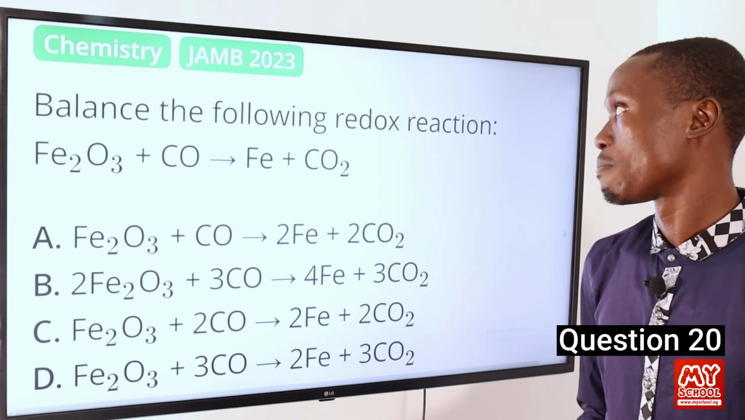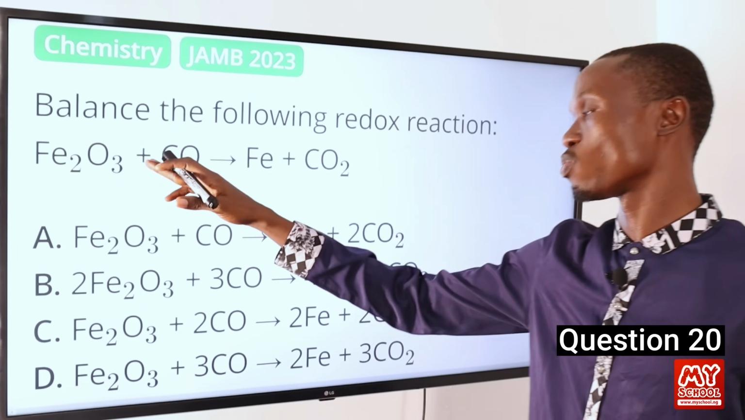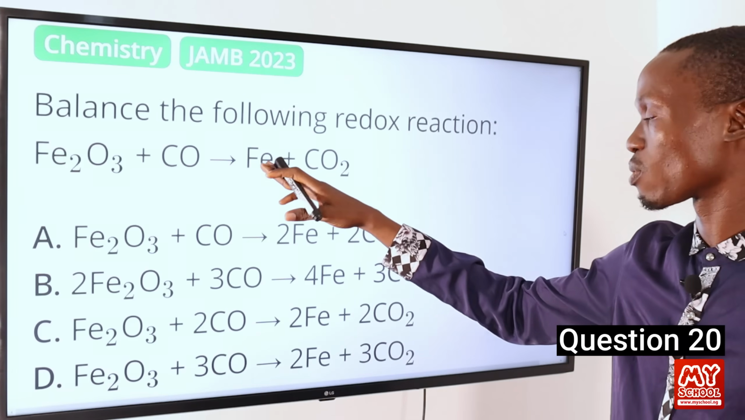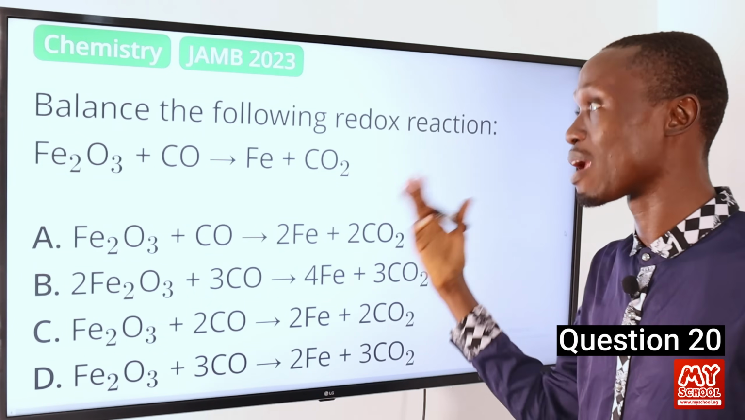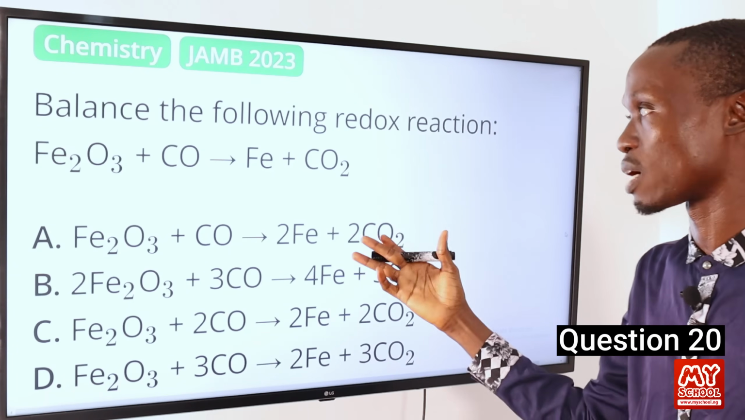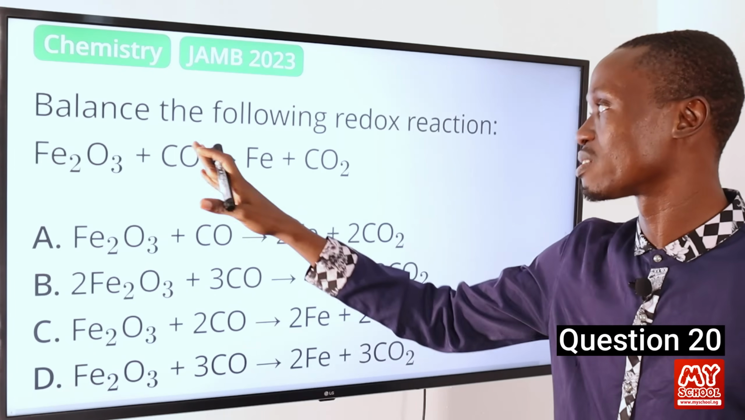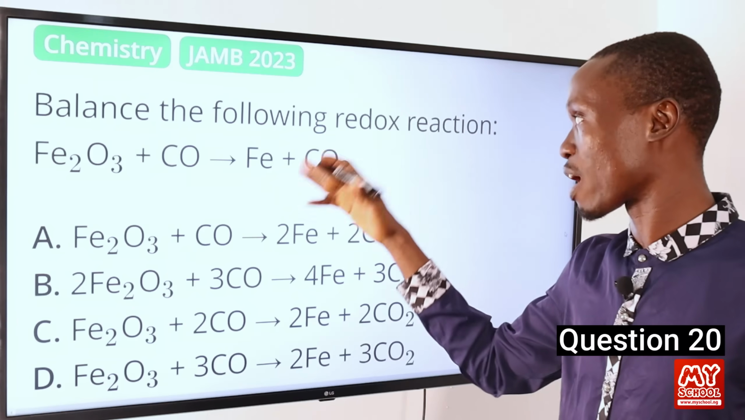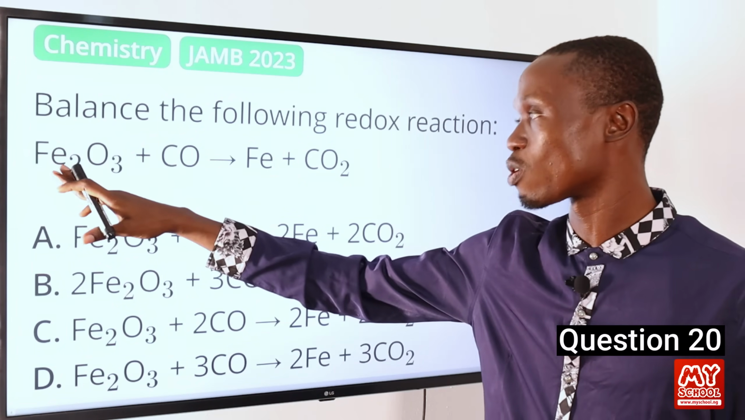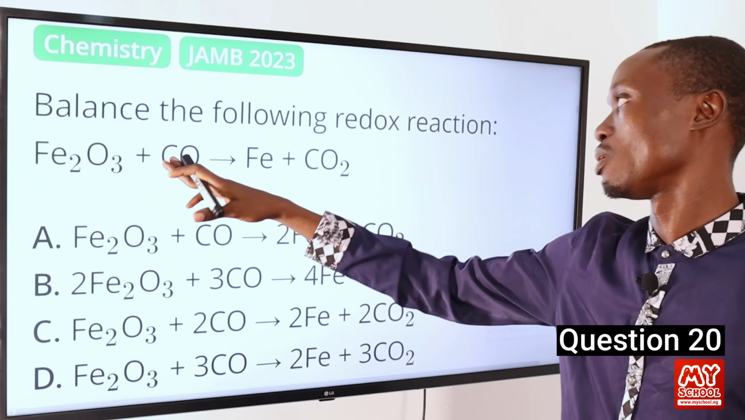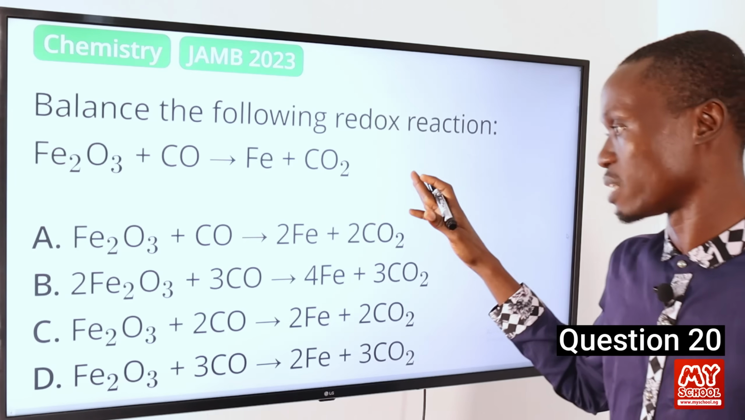Question 20. Balance the following redox reaction. Iron(III) oxide reacting with carbon monoxide to give you iron and carbon dioxide. In balancing a redox reaction, or a chemical equation, just make sure that the number of atoms of each element on the reactant side is equal to the number of atoms of that element on the product side. For this reaction we have iron, oxygen and carbon. Now let's skim through the options and see the one that is balanced.